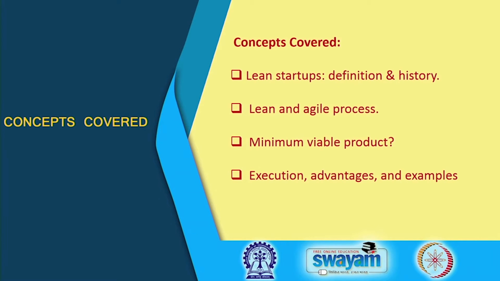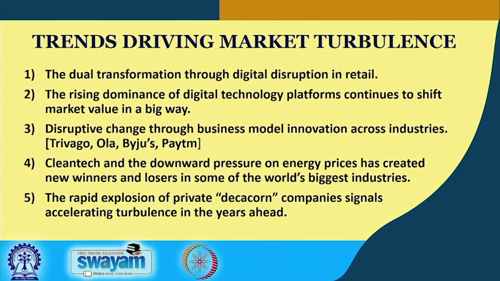and then how it has moved forward, how lean and agile have been combined to come up with lean startup. We will define minimum viable product and see how these are executed, the advantages of them, and we will discuss many examples. Why is lean being discussed everywhere, and why do people think it is central to entrepreneurship success?